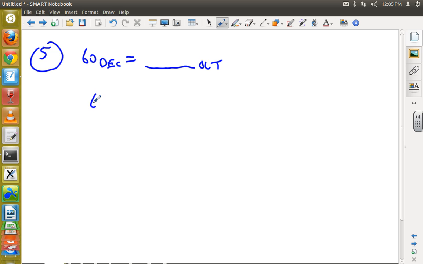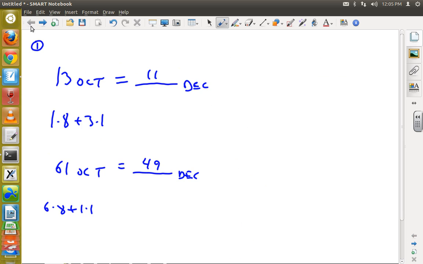Divide. So 60 divided by what? 8. Good. So 8 into 60 goes at most? 7. Remainder is? 4. All right. Then 8 into 7 is? 0. Remainder? 7. So what's the answer? 74. Which you could check if you go back to the very beginning and you actually add the octal numbers.